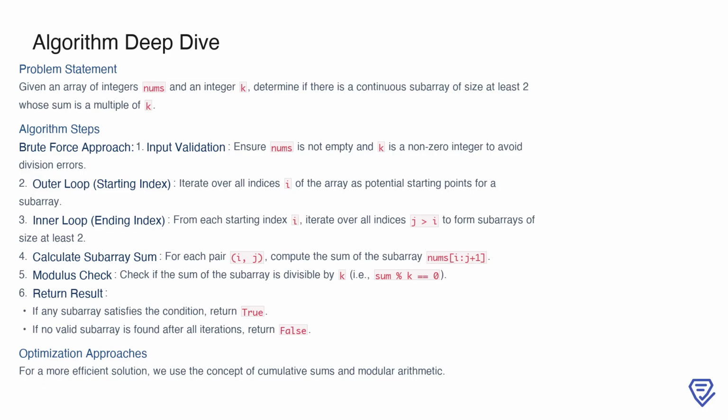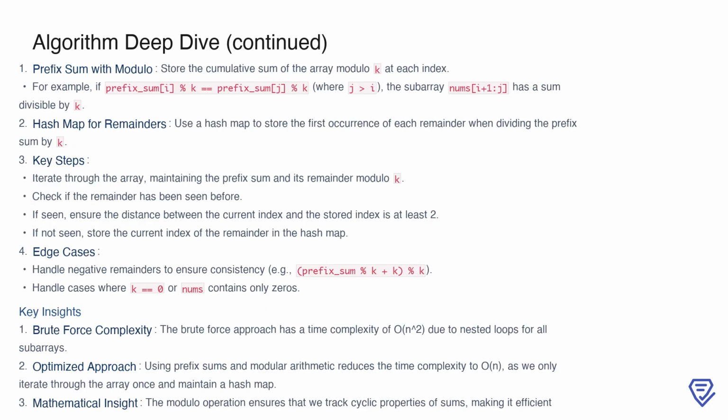To address this inefficiency, we look at optimization techniques that leverage cumulative sums and modular arithmetic to achieve a faster solution. The optimized solution uses the concept of prefix sums combined with modular arithmetic. The key idea is that if two prefix sums have the same remainder when divided by k, then the sum of the elements between those two indices is divisible by k. We maintain a running cumulative sum of the array and calculate its remainder modulo k at each step. To track remainders efficiently, we use a hash map that stores the first occurrence of each remainder.